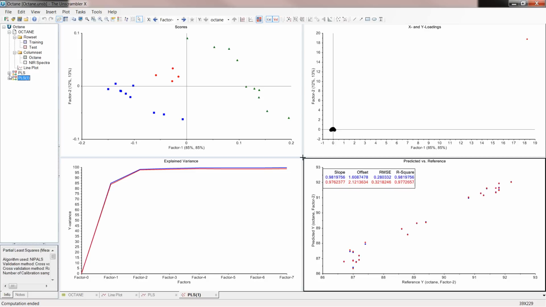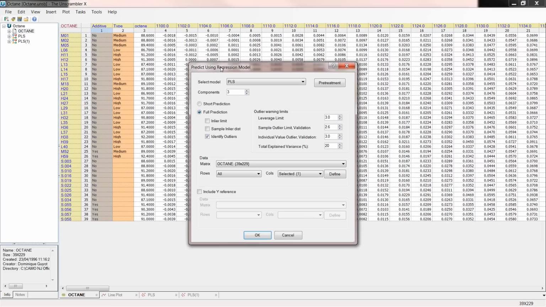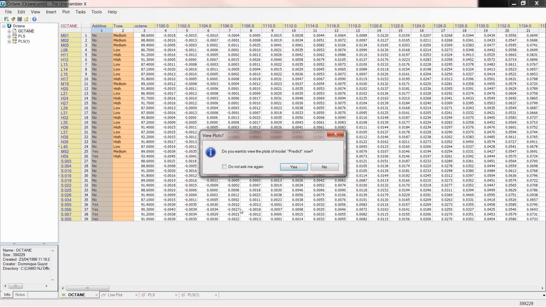So now what we want to do, like I said, is we want to see how this works for prediction. So task predict our regression model. We'll use PLS here. Include our Y reference using our test set, NIR spectra and octane. Okay.